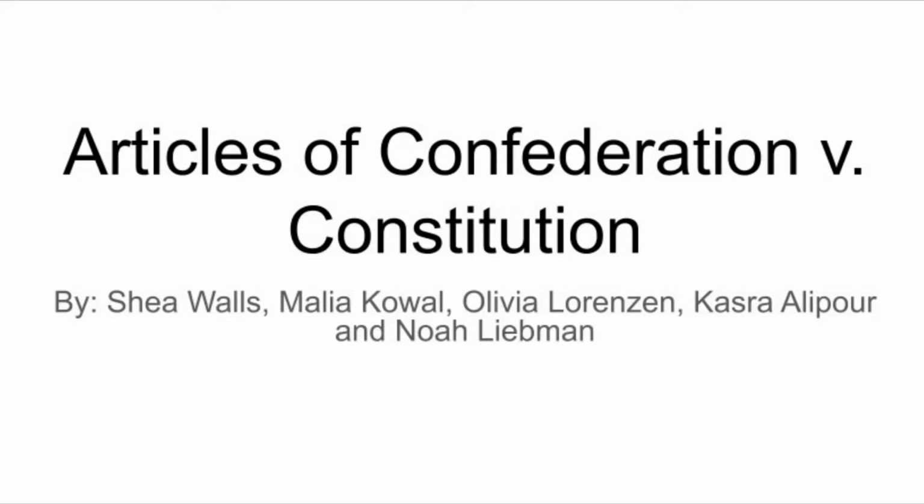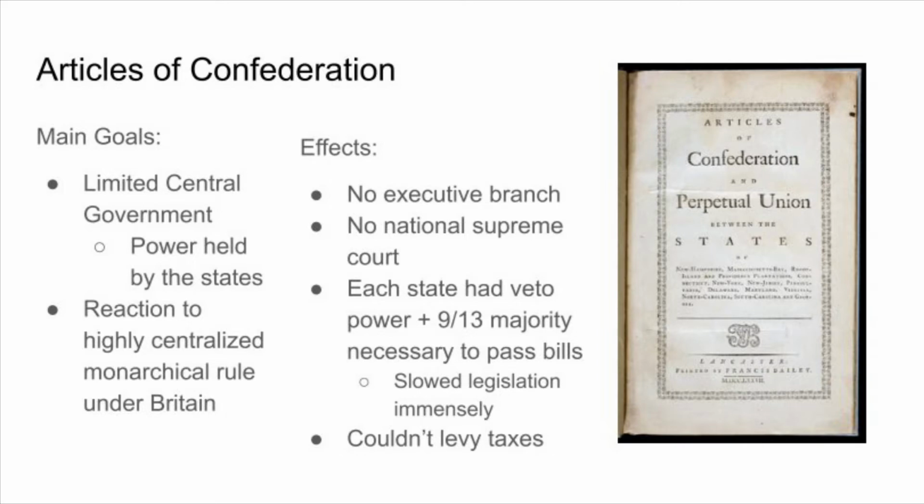The Articles of Confederation versus the Constitution. The Articles of Confederation was the first U.S. Constitution. At its heart, its main goal was to limit the power of the central government, instead allowing the states to largely maintain their sovereignty. This push for a weak federal government came as a direct result of the years of highly centralized monarchical rule the colonies had endured under Britain.